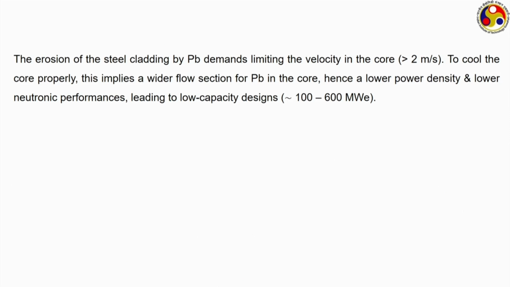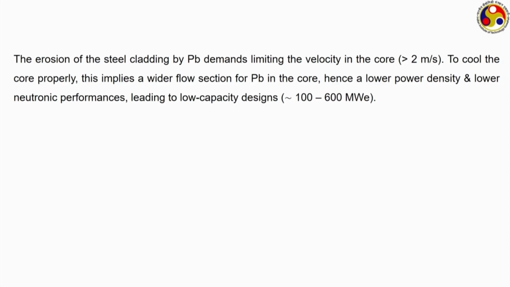The erosion of the steel cladding by lead can be limited if we keep the velocity small, something less than 2 meters per second. But if we reduce the velocity, that will also reduce the total flow rate of the lead. And once the flow rate reduces, for a given power output, the temperature rise of lead across the core will also increase, and that is also not desirable.